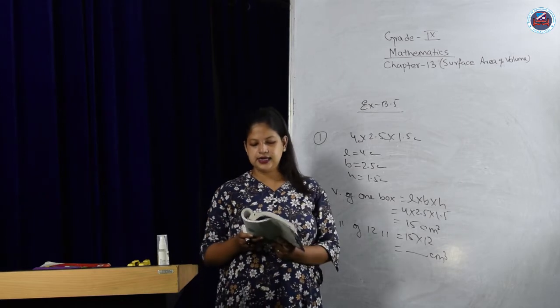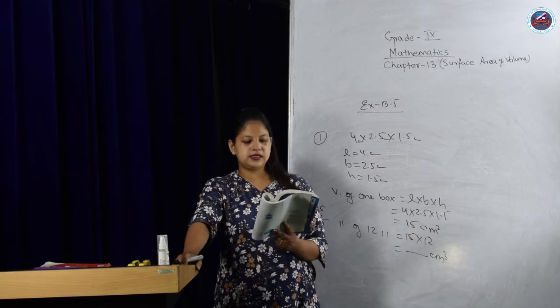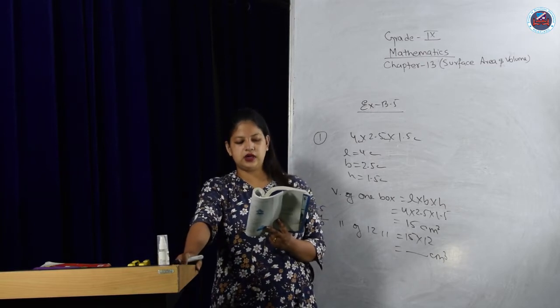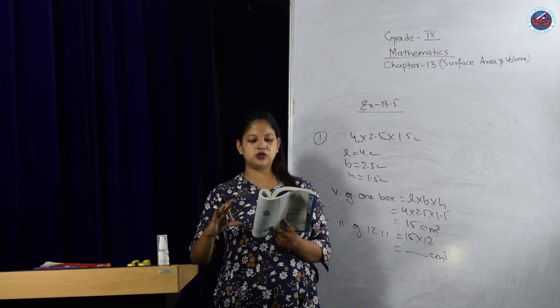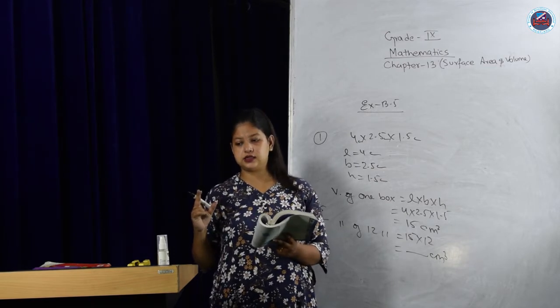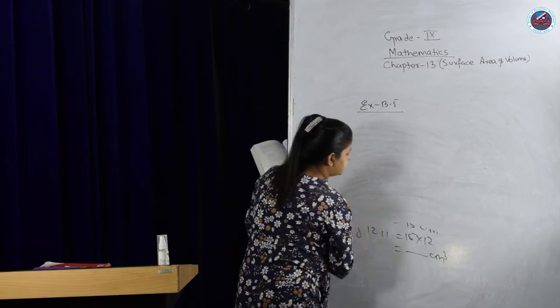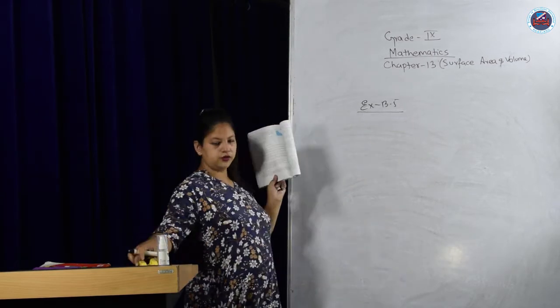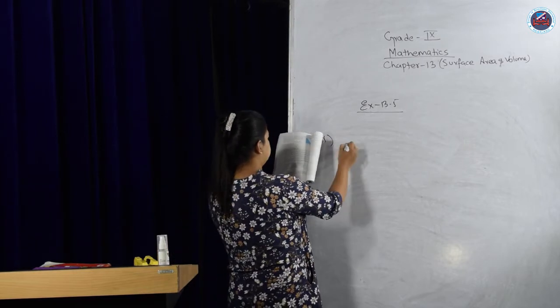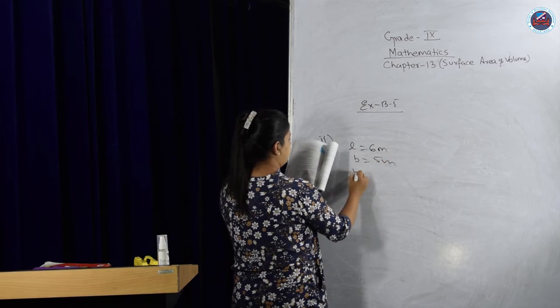Like that. Next, a cuboidal water tank, 6 meter long, breadth, height is given. How many liters of water can it hold? How many liters? They are now asking in liter, not in meter cube. Okay. So let us check. For number 2, given is length 6, breadth 5, height 4.5.